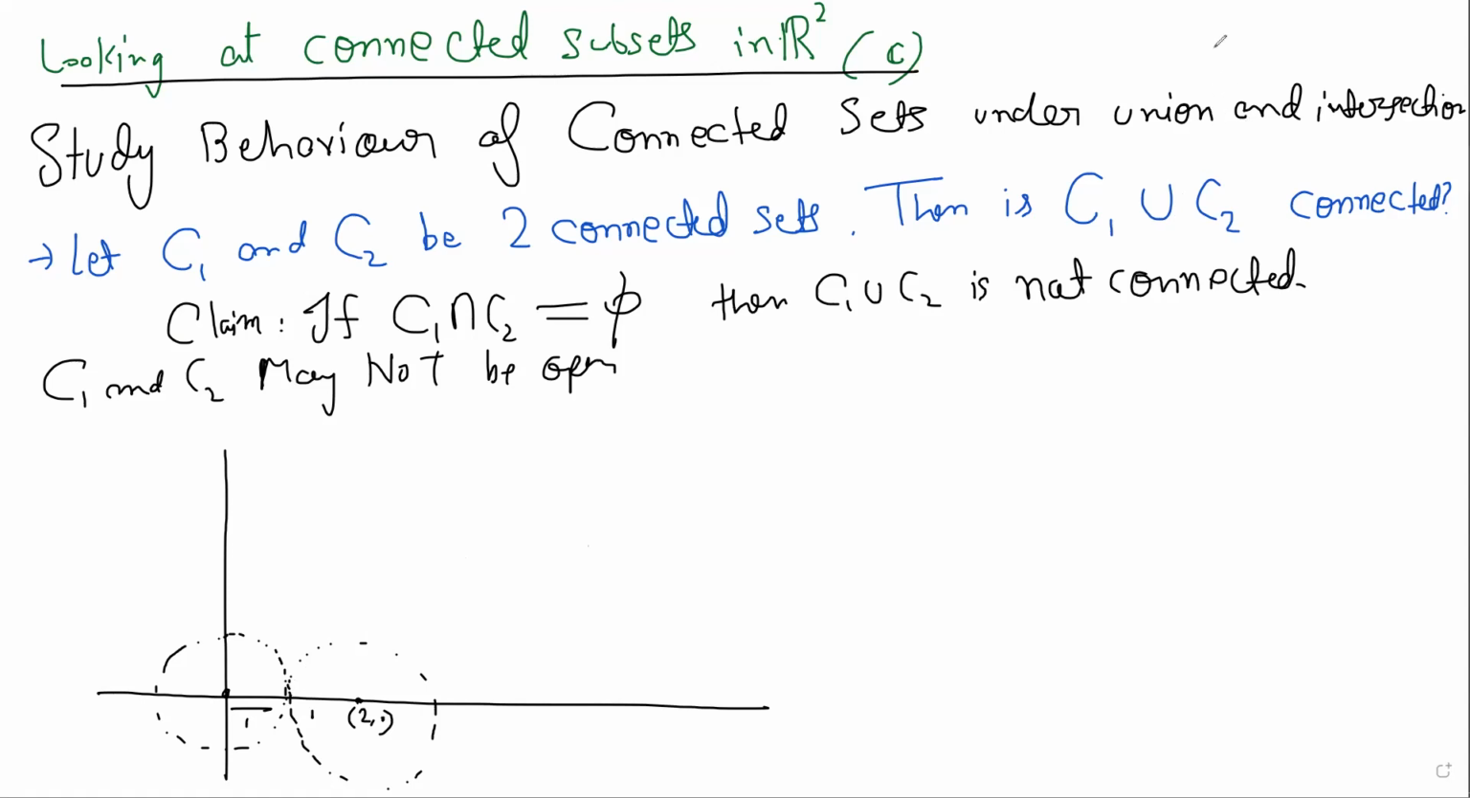But where is the problem? The problem is that this is just one example, right? C1 and C2 need not be open, right? So in those cases, it is not connected. You're right.